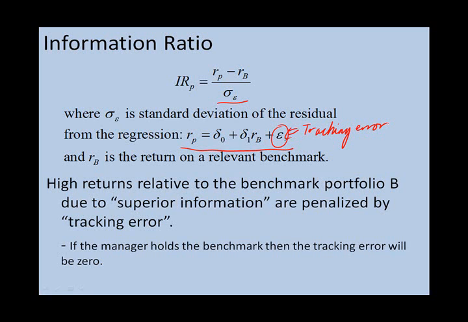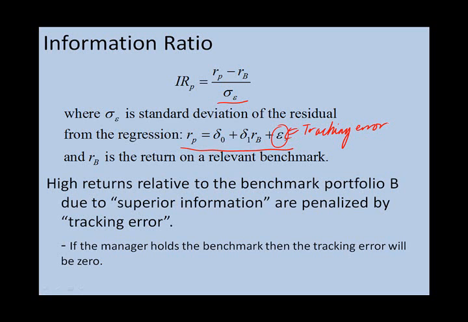It's saying, okay, you may have obtained higher returns relative to the benchmark portfolio B, but we're going to penalize you for holding different stocks relative to portfolio B, the benchmark. So we're measuring how much did you deviate from the benchmark in order to gain these extra high returns. If you had to deviate too much from the benchmark portfolio, then maybe that's not a good thing for the fund.